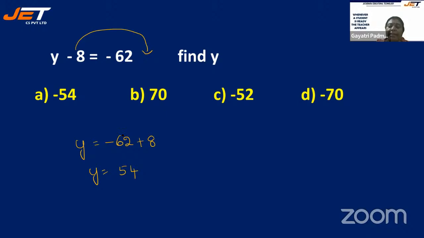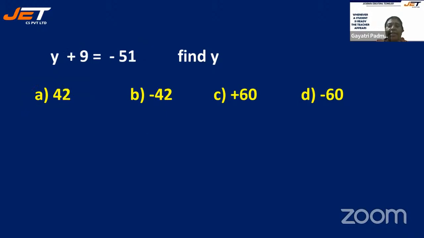And what is the sign? The greatest number. Among 62 and 8, 62 is the highest number. So we take the highest number's sign. So it is minus 54. Therefore, your option must be A. If you had opted for A, then your answer is right. All right, students? Now let's see the next question. These are all basic sums which have to be done by you all, and it's very simple as well.